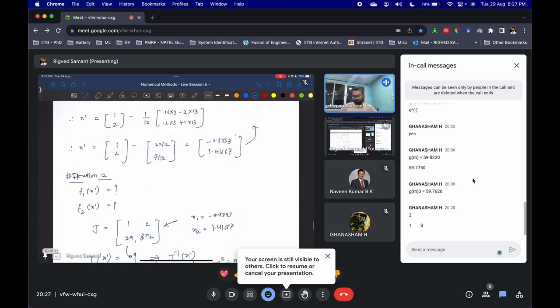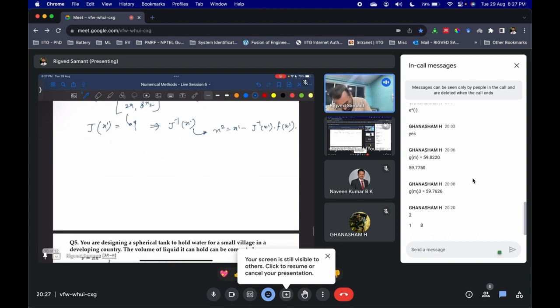In Newton-Raphson, what we do is, first function values f of x, second derivative or Jacobian, depending upon what you are doing, and third formula. That's it. The steps remain the same.